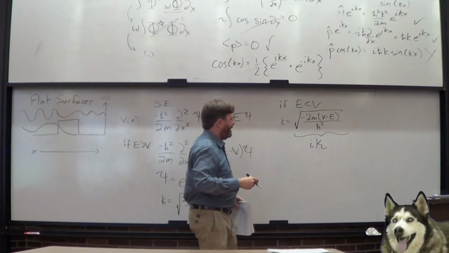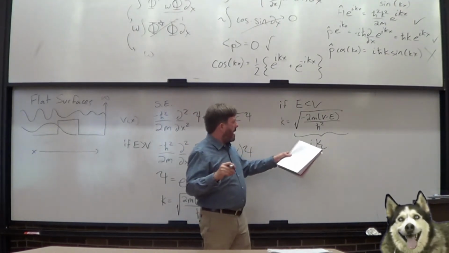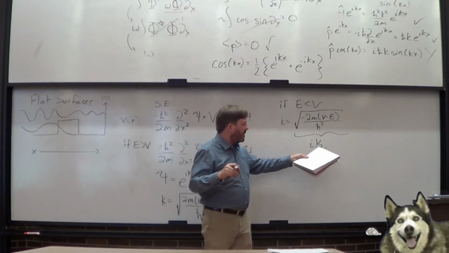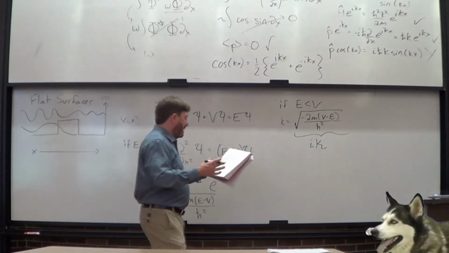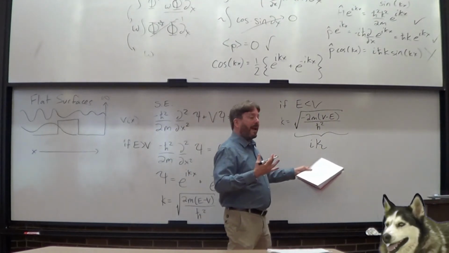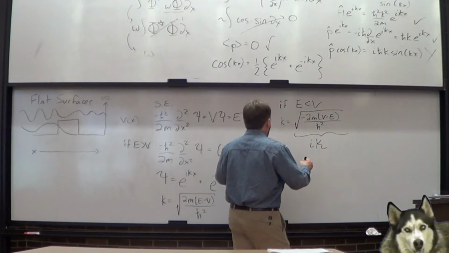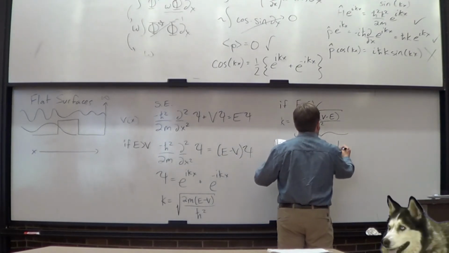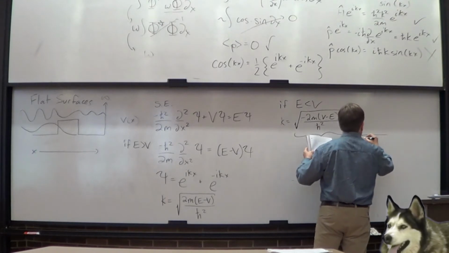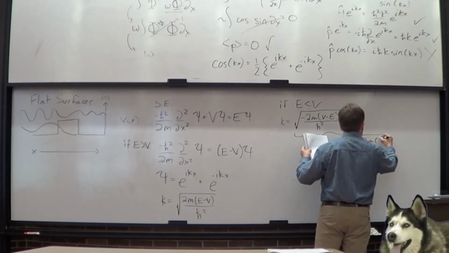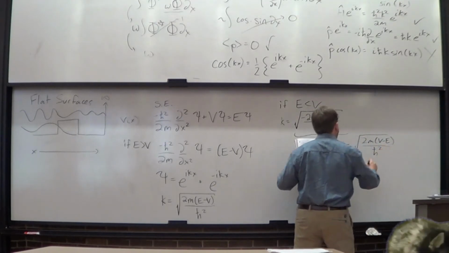Look out for that. In your textbook or any textbook, anything you find online, you have K for when energy is greater than V and kappa for when it's less than V, and they just look the same. So I work really hard to make sure that my kappa and my K don't look the same. It's a bit of a pain. Okay, and of course, where kappa is square root of 2m, I just took out the minus sign, V minus E over h bar squared.